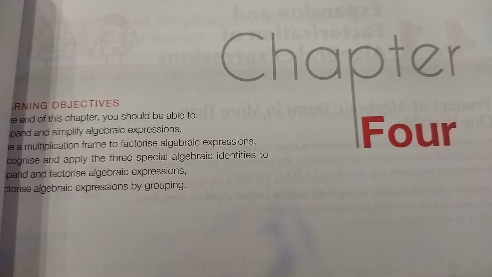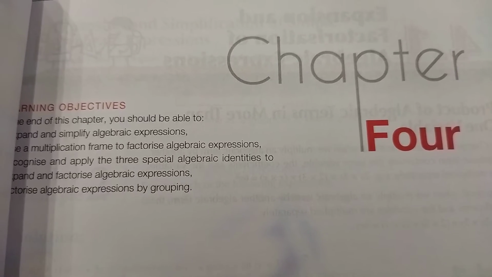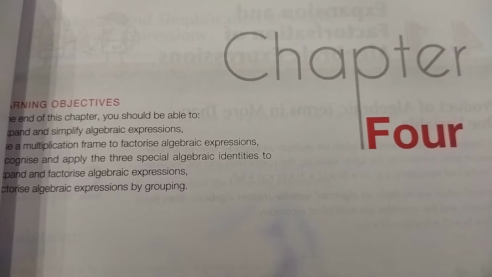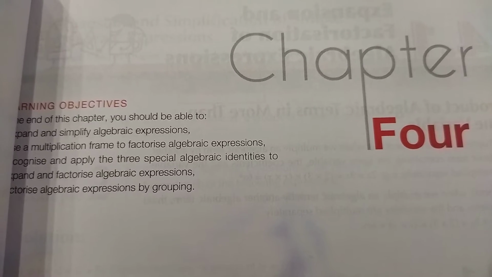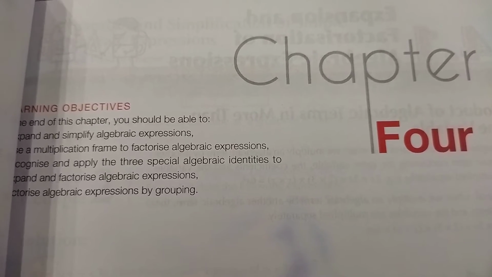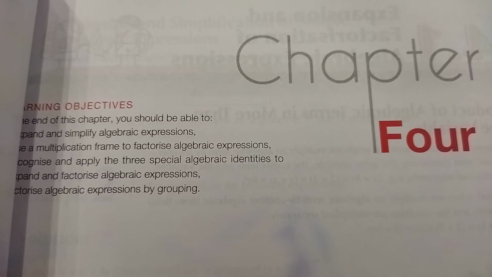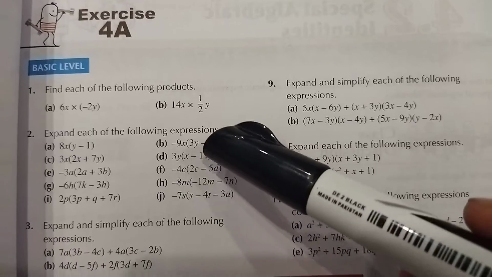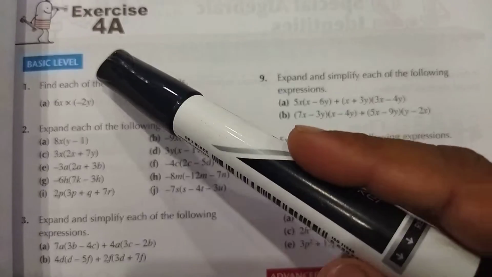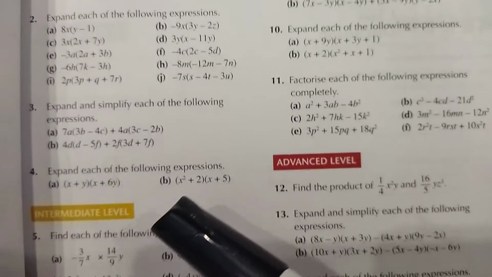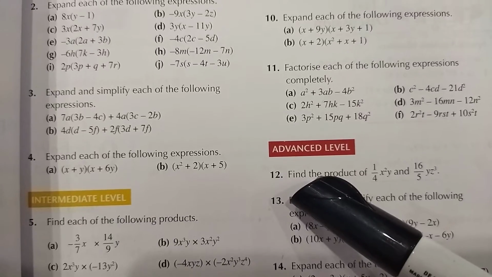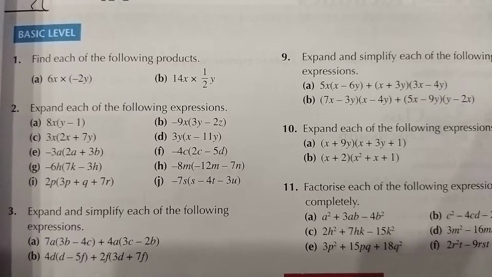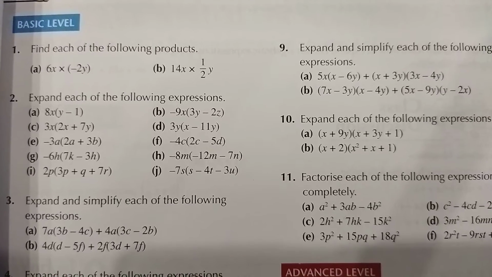I'm here with a new chapter, that is chapter number 4 of Oxford New Syllabus Mathematics for O levels, and we are going to deal with further expansion and factorization of algebraic expressions. So let's move towards the exercise. This is exercise 4A, and here we have a number of questions divided into 3 levels: basic level, then intermediate level, and advanced level. So we will try to cover as many questions as possible from this exercise.